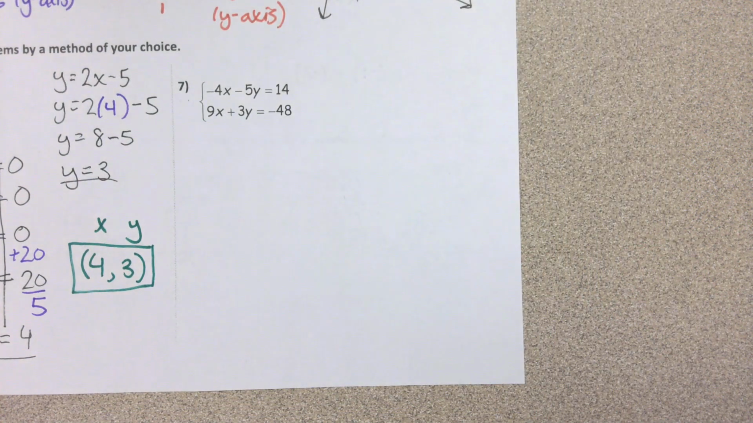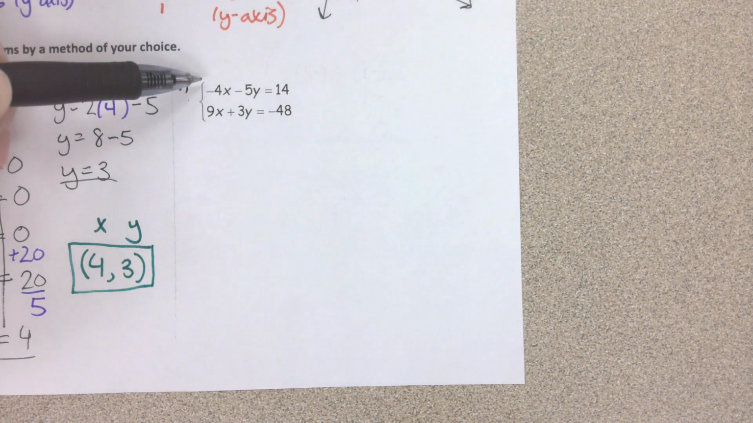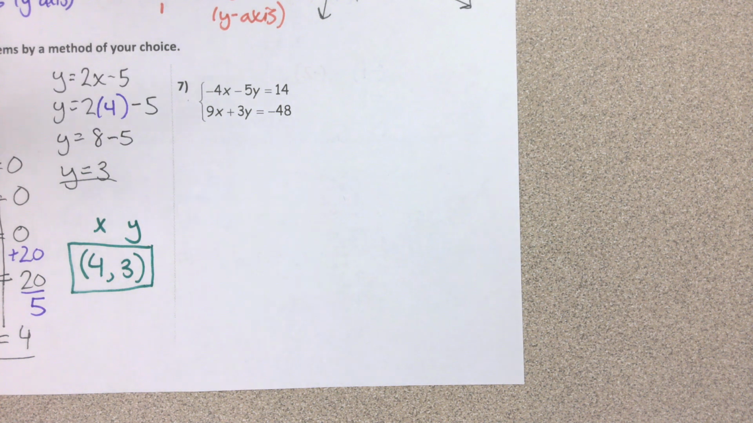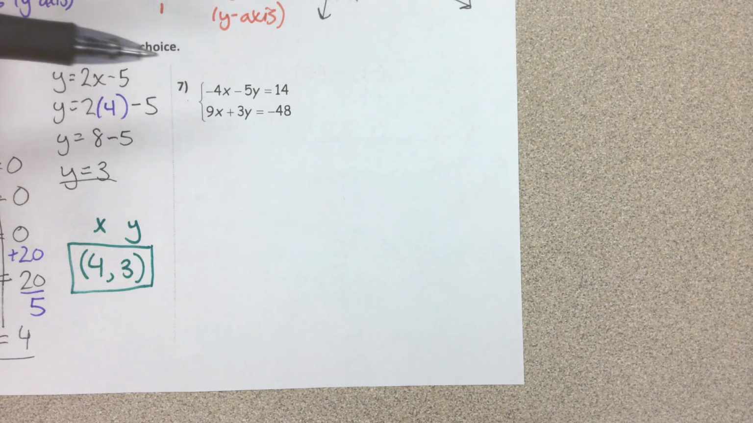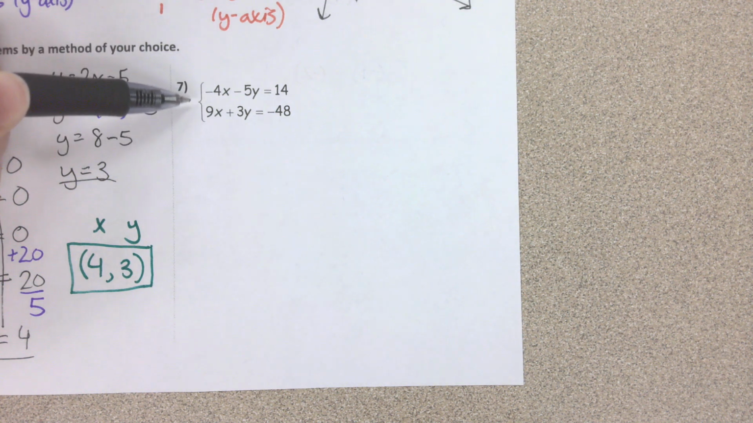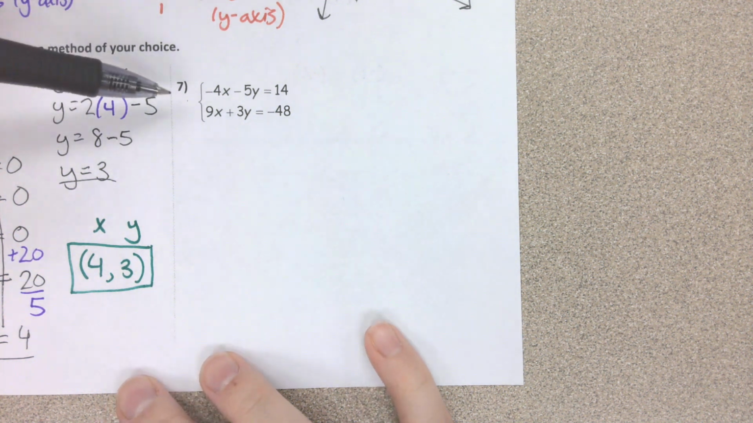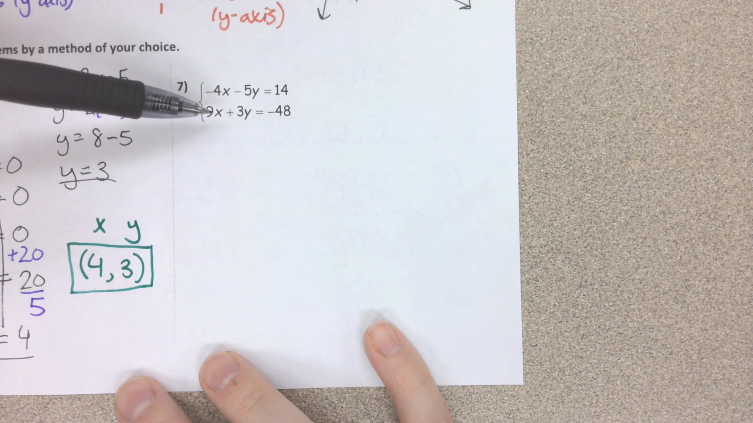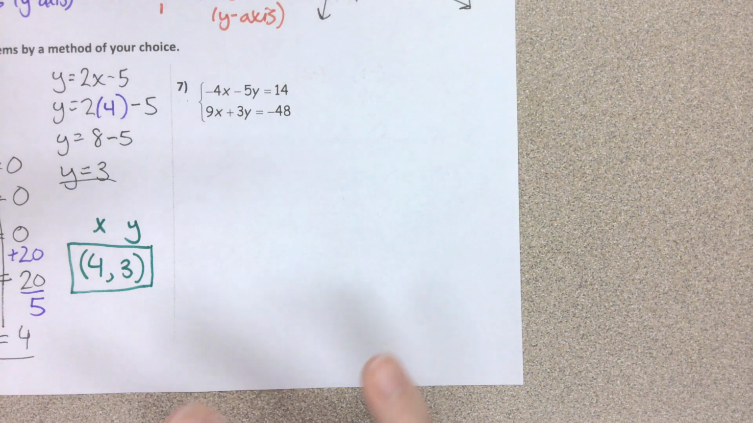Number 7. I had some students get tripped up by this little curly bracket here. Don't focus on that too much. I have a hunch on why that's there, but don't worry about it. Genuinely, it's not a big deal. So if it bothers you, you can just mark it out. Here we have negative 4x minus 5y equals 14, and 9x plus 3y equals negative 48.